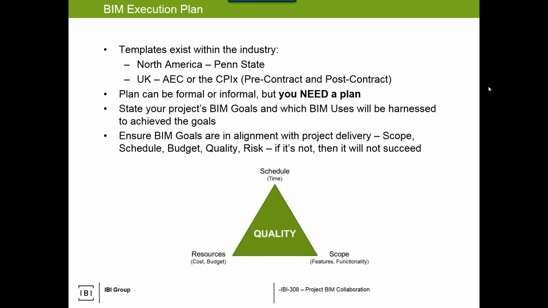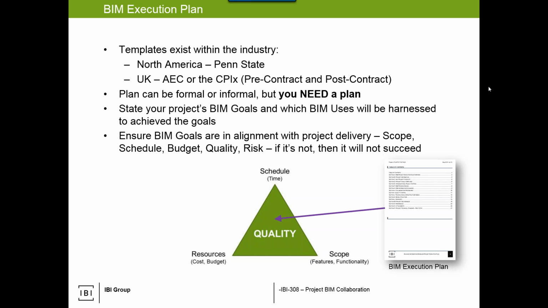So we can talk about all the technological possibilities that the software can bring us, but at the end of the day, BIM must be defined through a BIM execution plan: what we're doing and why we're doing it, which one of those BIM uses, what are our goals. We state them, we ensure we're achieving our goals, and we've got to ensure that the scope of BIM is in alignment with the project's overall scope, schedule, budget to increase quality and reduce risk.